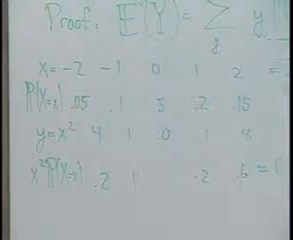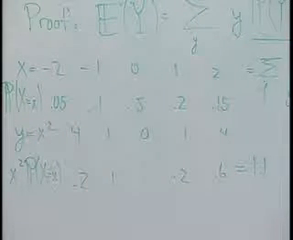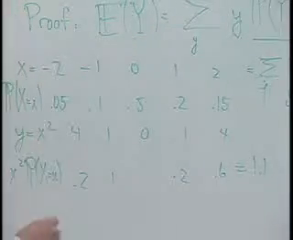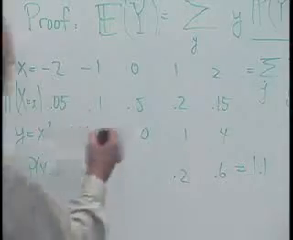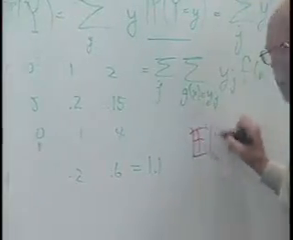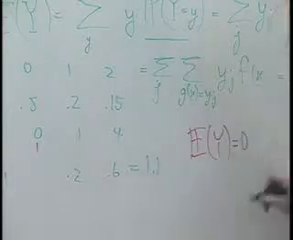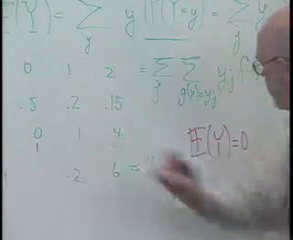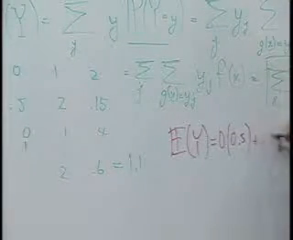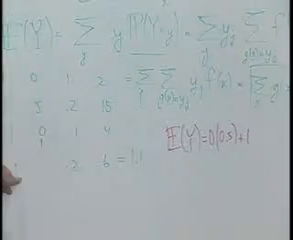How many different values can y achieve? Just 3: 0, 1, and 4. So the definition, which is here, says I should do the calculation slightly differently. It says I should take the value 0 and multiply it by the probability of 0, and then add on 1 times the probability of achieving the value 1, which is 0.1 plus 0.2.